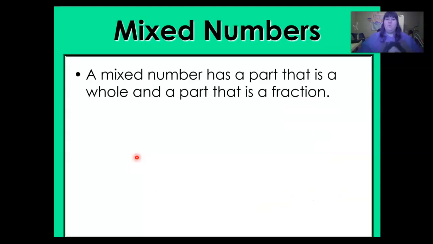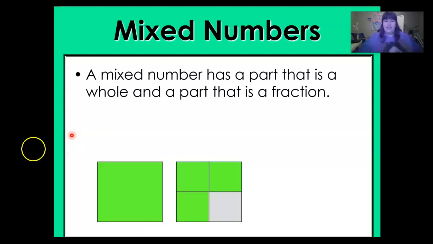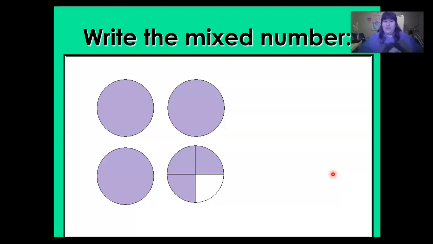All right, so mixed numbers, remember, a mixed number has a part that is a whole and a part that is a fraction. So in this case, here's our whole, and here's our fraction, our part of a whole. What mixed number does this represent? 1 3/4. One whole, then we have 3 extra pieces, and the whole is split into 4 equal parts, 3/4. Let's practice identifying some of these, shall we?